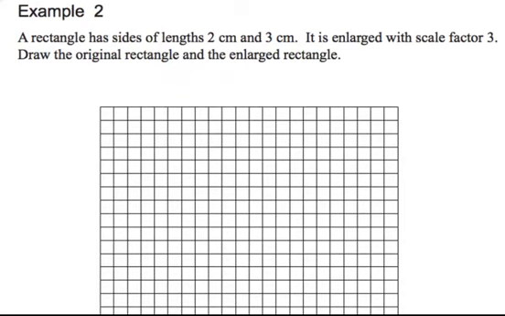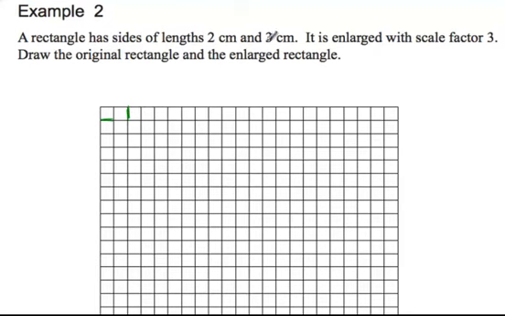Example 2. A rectangle has sides of lengths 2 centimeters and 3 centimeters. It is enlarged with a scale factor of 3. Draw the original rectangle and the enlarged rectangle. Okay, so this grid right here is approximately a 0.5 centimeter grid. So that means that each one of these lines, this length for instance, would be 0.5 centimeters. This line, for instance, that length would be 0.5 centimeters.